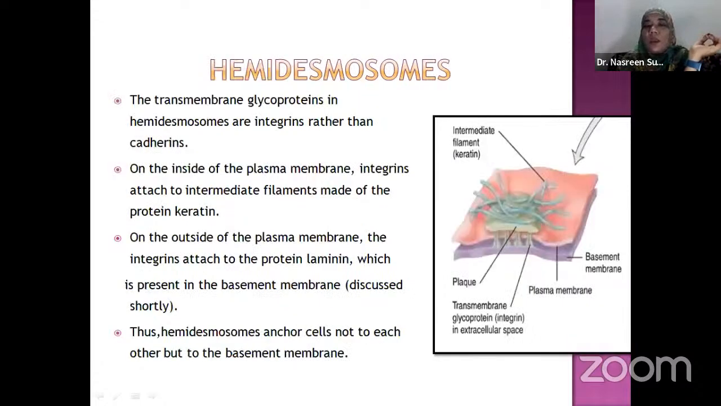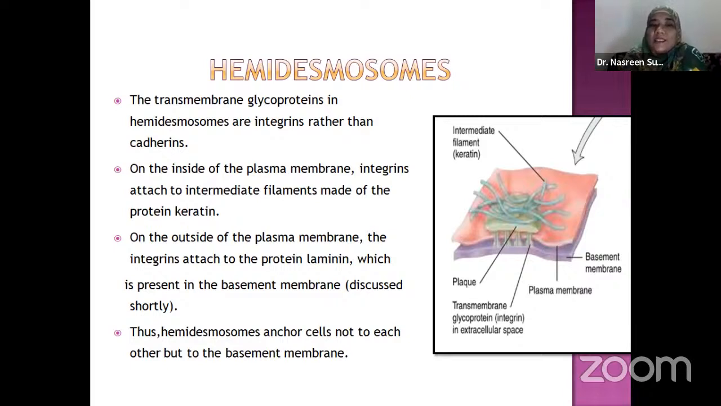Desmosomes. Now hemidesmosomes, they just look like desmosomes. That is why they are called hemidesmosomes, meaning half desmosomes. Here the transmembrane glycoproteins in hemidesmosomes are integrins rather than cadherins. Here the protein is different. In desmosomes the protein was cadherin, but in hemidesmosomes the protein is integrin. But these look like desmosomes. That is why they are called hemidesmosomes.